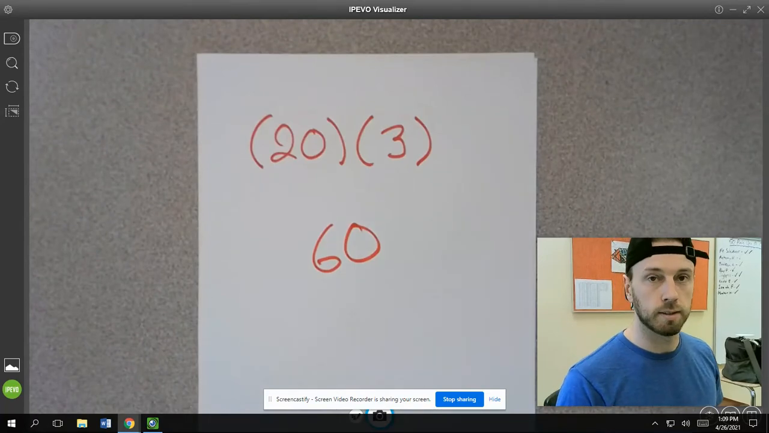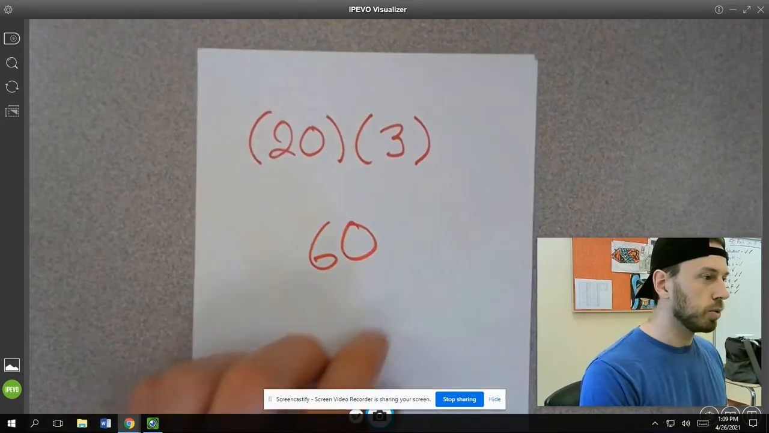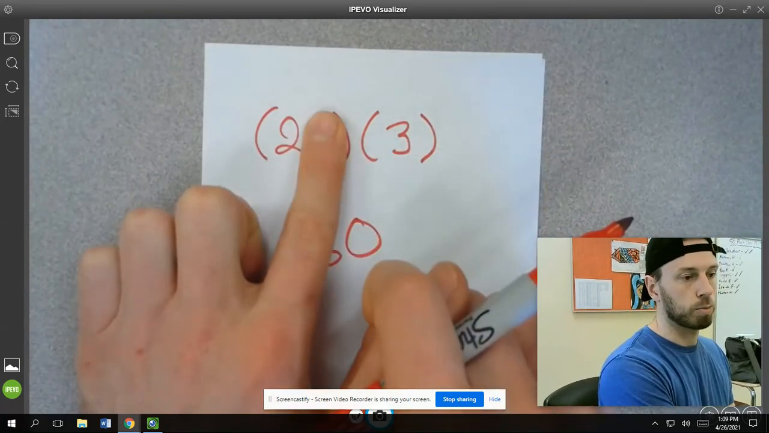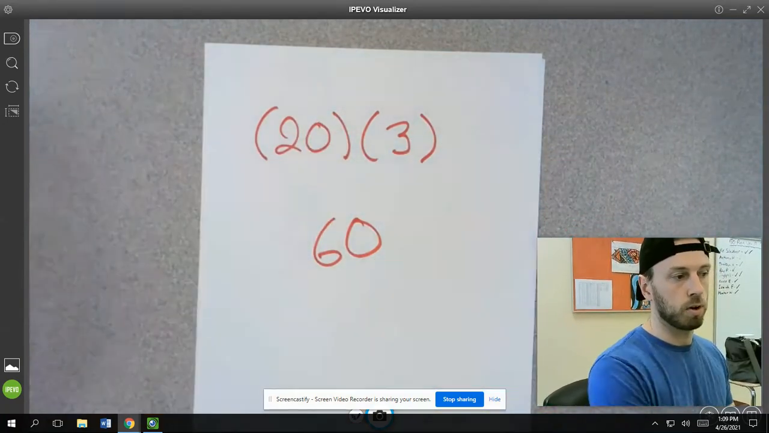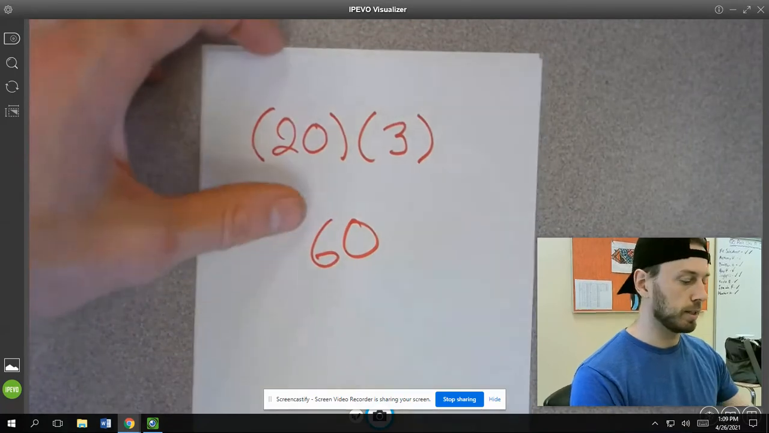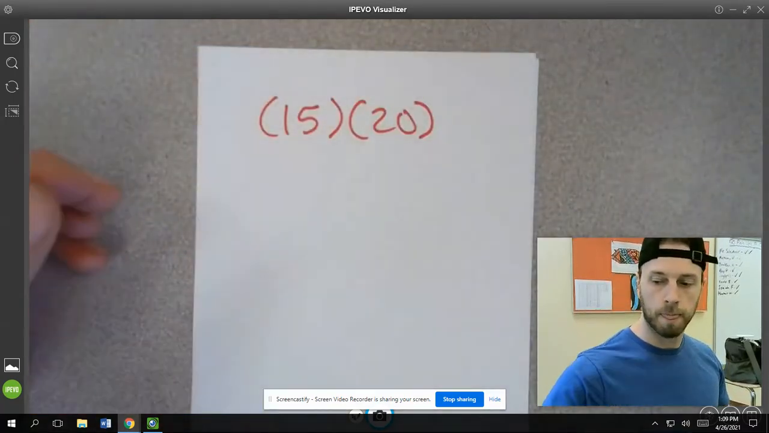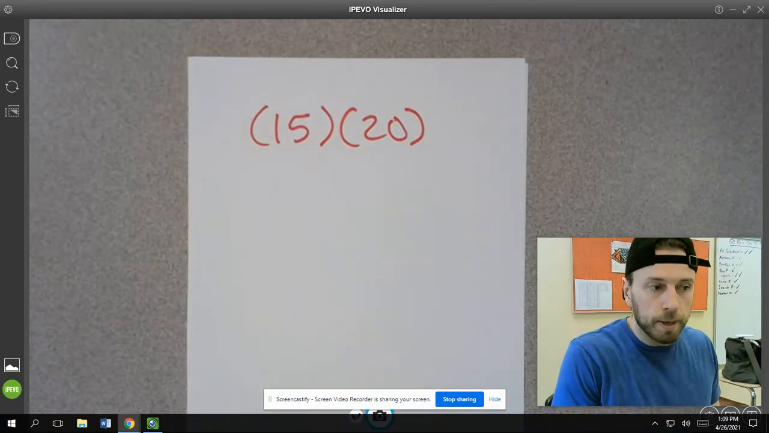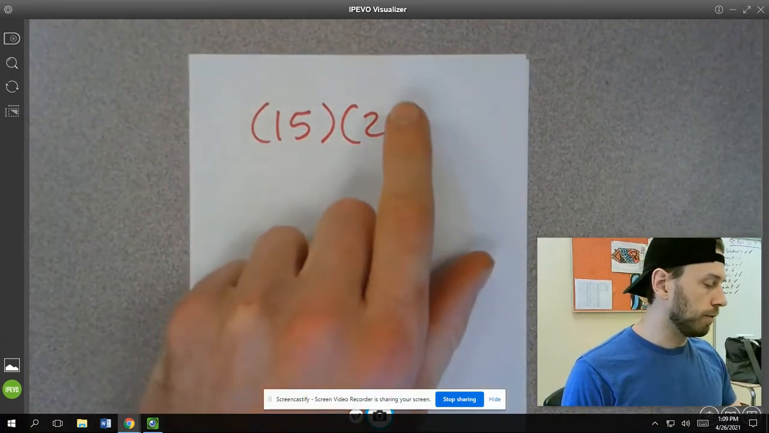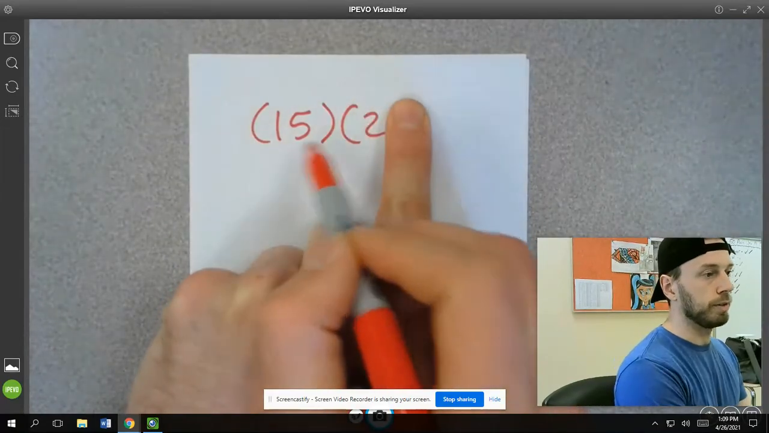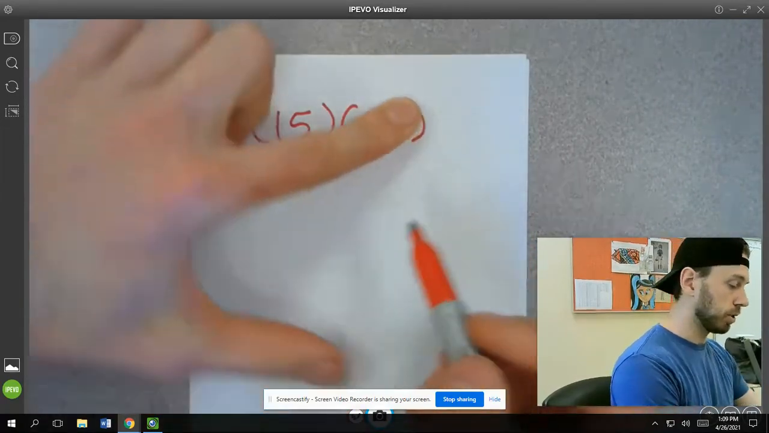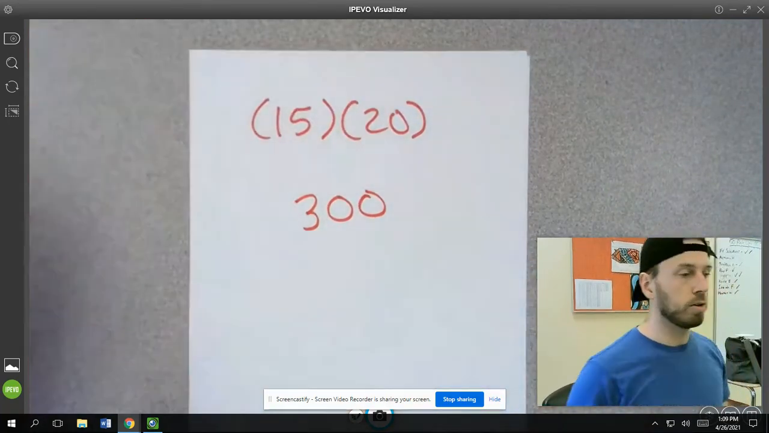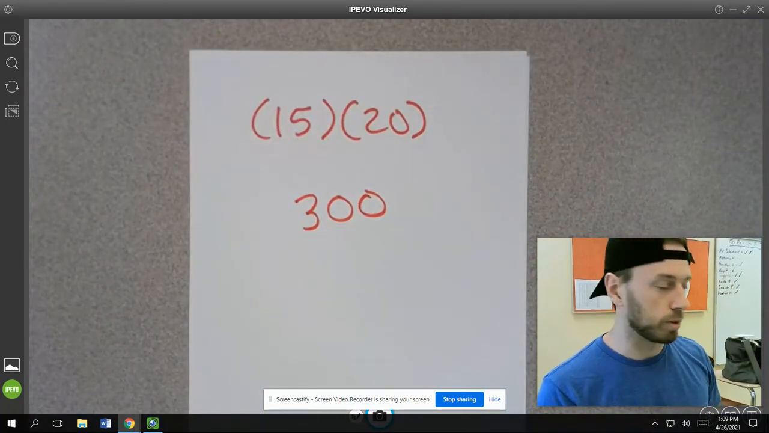So 20 times 3 is 60. So again, you look at just the digits right here that aren't zeros, you multiply those together, and then just put the 0 on at the end. So 2 times 3 is 6 plus 0 makes it 60. Here's an example of 15 times 20, which might be a difficult problem. But if you know the trick of just covering up the 0 and you do 15 times 2, well, 15 times 2 is 30, plus that extra 0, then you know that 15 times 20 is 300.